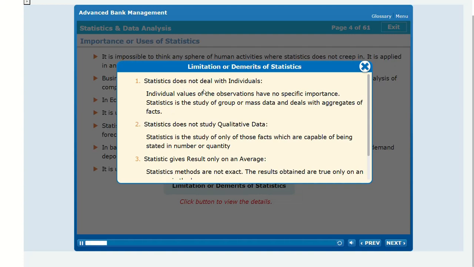1. Statistics does not deal with individuals. Individual values of the observations have no specific importance. Statistics is the study of group or mass data, and deals with aggregates of facts. 2. Statistics does not study qualitative data. Statistics is the study only of those facts, which are capable of being stated in number or quantity.